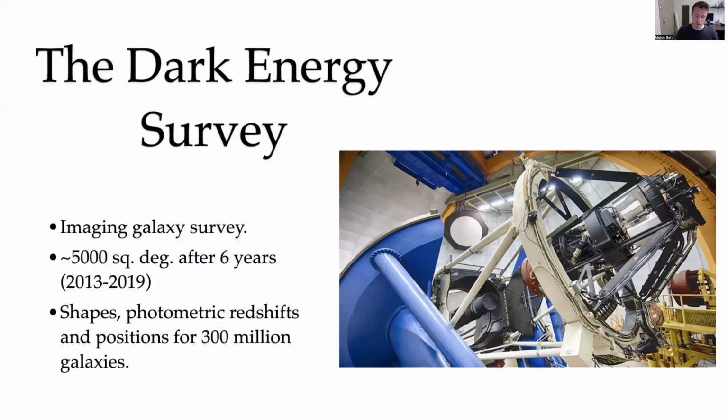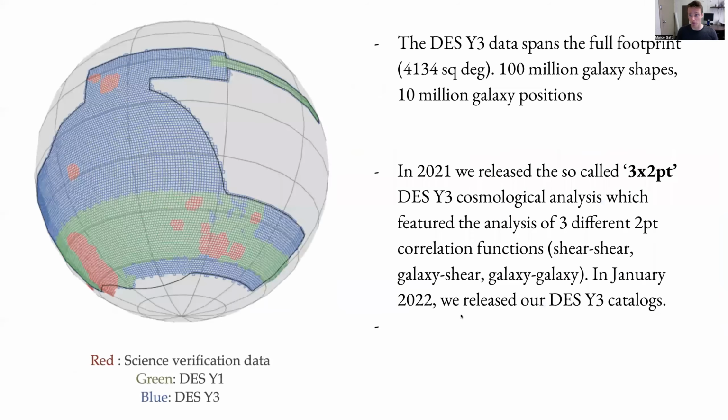The Dark Energy Survey is an imaging galaxy survey that has been observing 5,000 square degrees of the southern hemisphere. It's a photometric survey, so observing different bands: g, r, i, z, and Y. And the final release, we're not there yet, will include shapes, photometric redshifts, and galaxy positions for 300 million galaxies. We are not there yet.